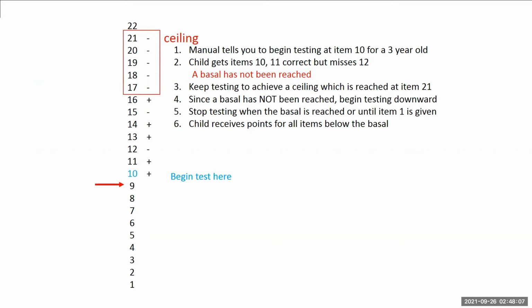A true basal was not reached while finding the ceiling. Therefore, return to the entry point and begin asking questions, starting one below the entry level. In this case, the item was responded to correctly, and thus the basal was reached. Subtract the errors from 21 to derive the raw score, which is 14. If you got a score of 6, it is because you didn't give credit to the 8 items below the basal that are assumed to be correct without administering them.